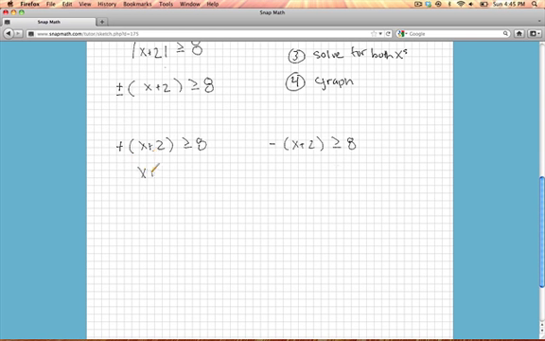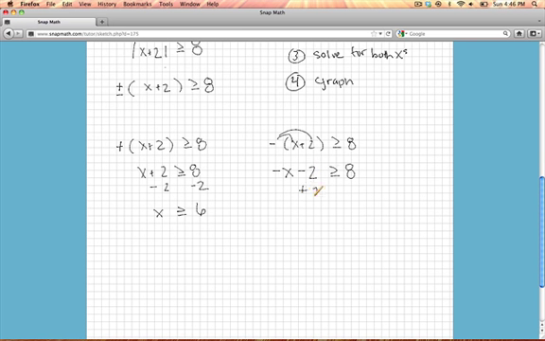This just ends up being x plus 2 greater than or equal to 8. I can subtract 2 from both sides, and I end up with x is greater than or equal to 6. On the right hand side, I have the negative, so we're going to go ahead and distribute that to the x and the 2. So I get negative x minus 2 is greater than or equal to 8.